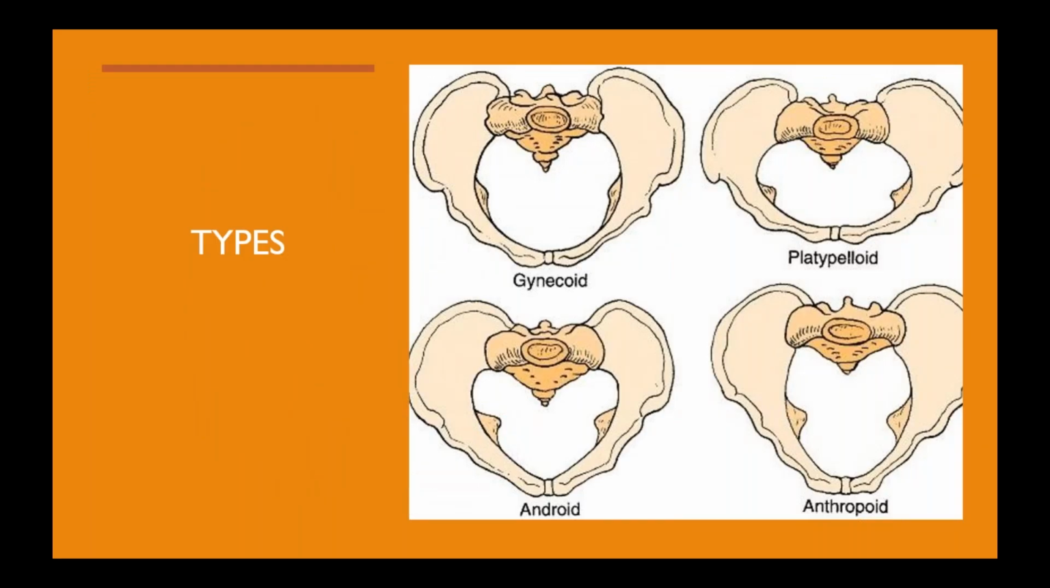Coming to the types of pelvis, we all know that there are 4 types: the gynecoid, the platypelloid, android, and anthropoid. So you know that the android has a heart-shaped inlet, whereas the platypelloid is oval in shape. And gynecoid is most commonly observed in females.